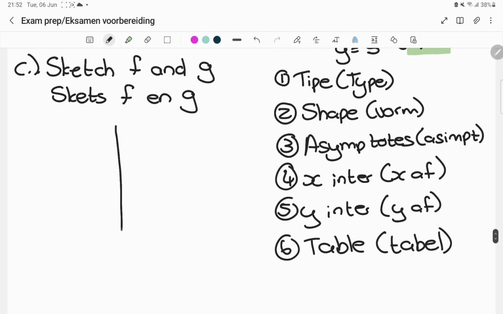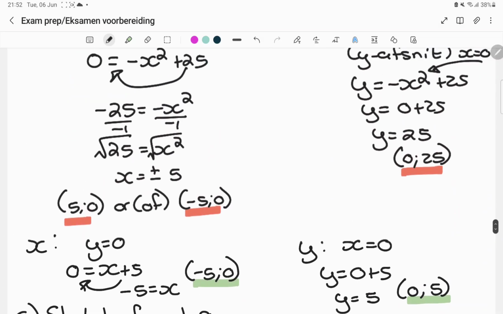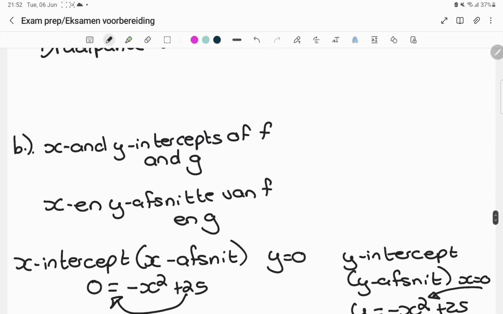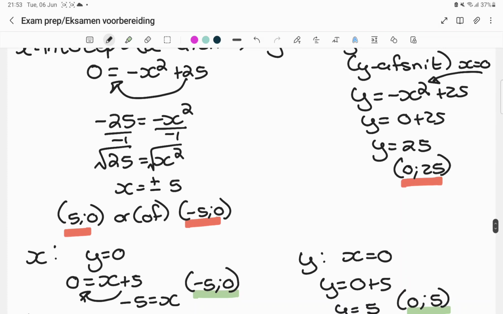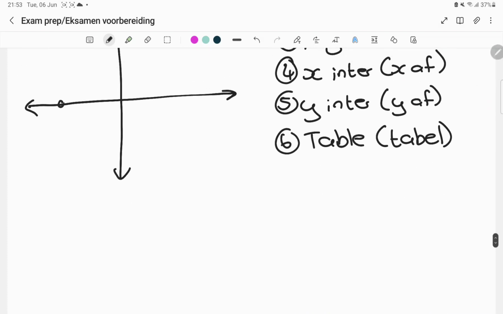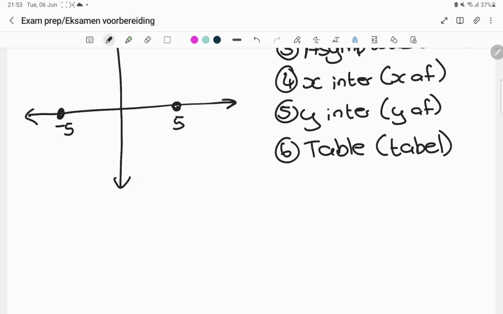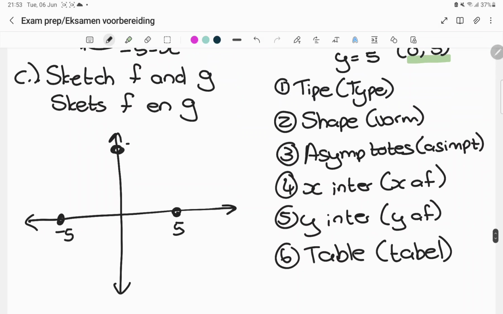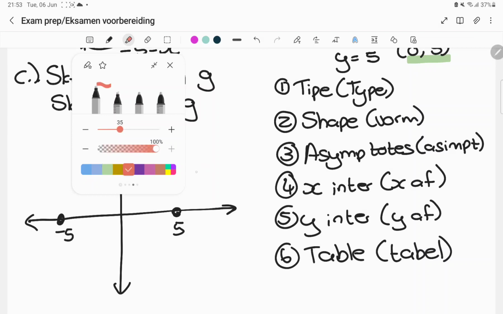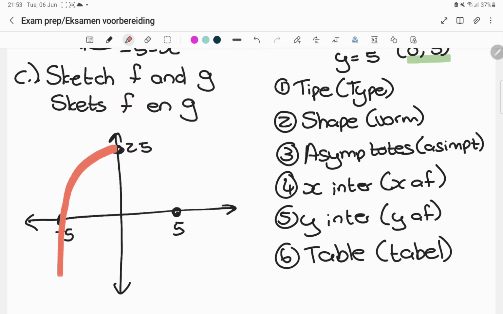Alright, so let's just draw a rough sketch. We're not going to do a perfect sketch now. Alright, so drawing f, I have that my x-intercept is, where did we say that? Okay, my x-intercept is 5 and negative 5, so it's going to be negative 5 and 5, and my y-intercept for this is going to be at 25, meaning that my f will look something like this.